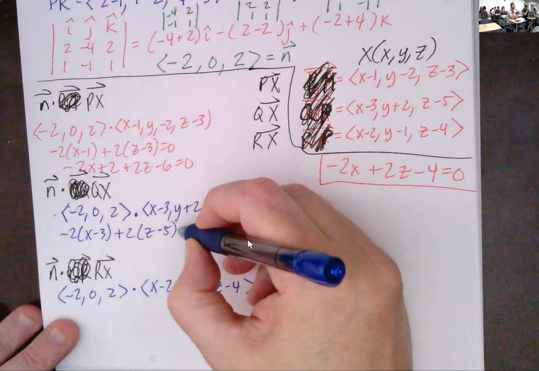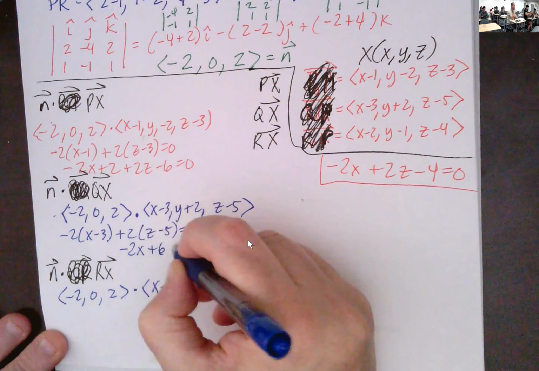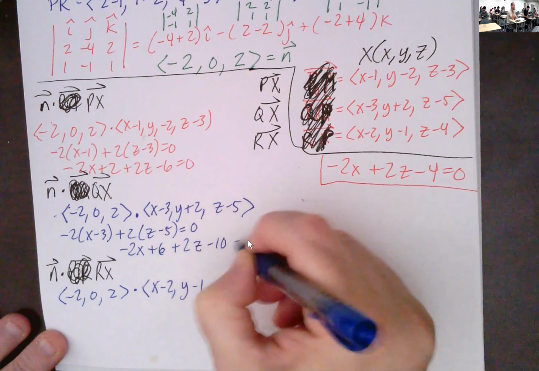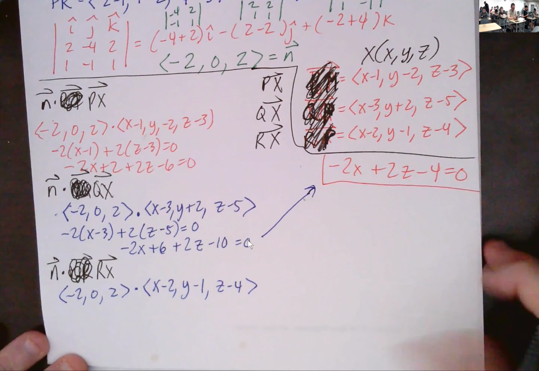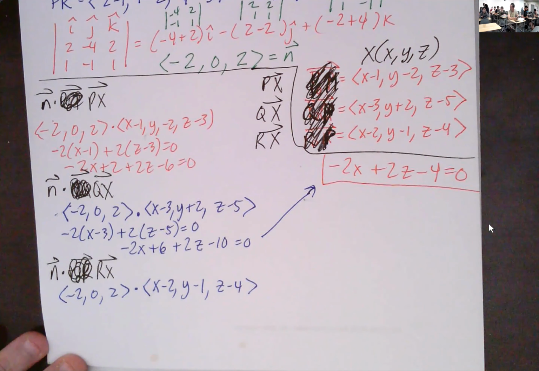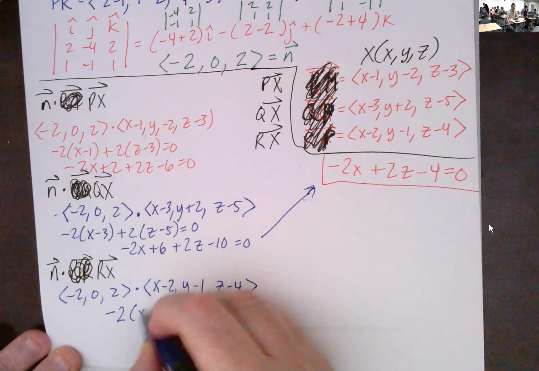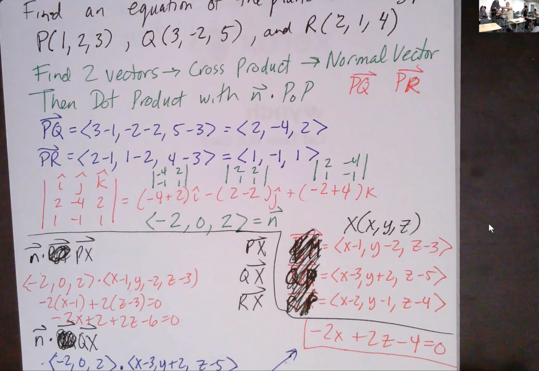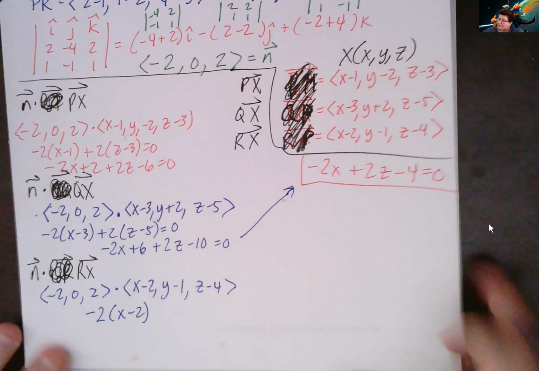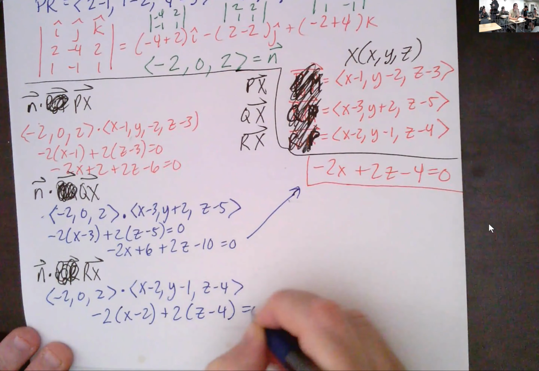For which part? You said there were some points wrong? I think I wrote down the points wrong. Are these the points right? What were the points for P, Q, and R? Oh, Eric's got it. Okay. P is 1, 2, 3. Q is 3, -2, 5, and R is 2, 1.